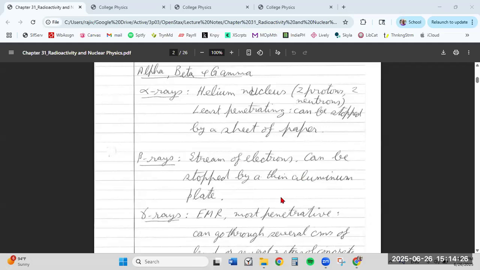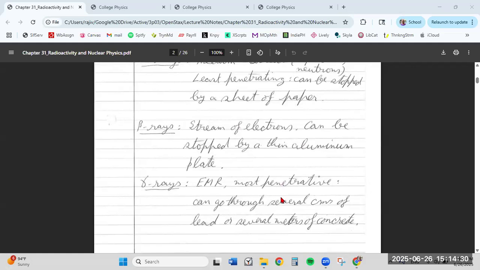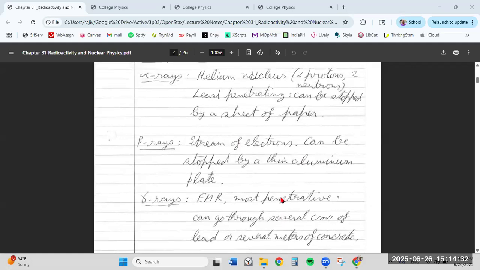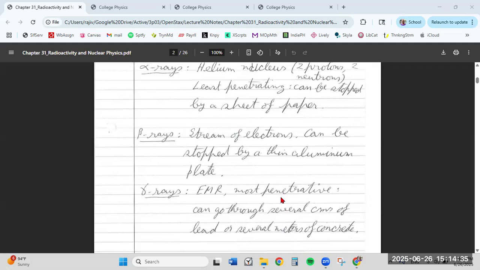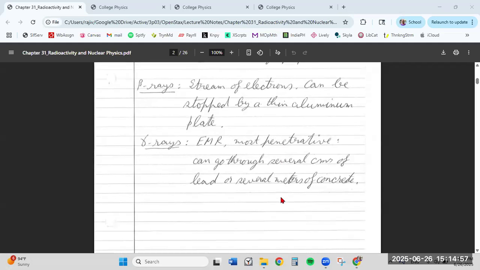The third and the most energetic nuclear radiation is gamma rays. It's not a material wave or a mechanical wave, and it doesn't involve traditional matter. It's actually electromagnetic radiation. And this is the most penetrating of all three. It can go through several centimeters of lead or several meters of concrete. So it's the most energetic one.